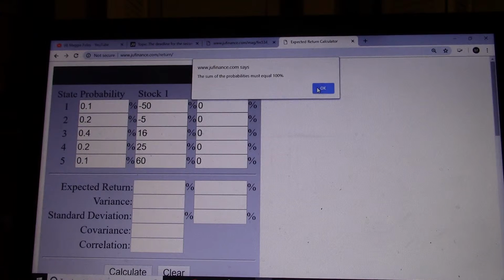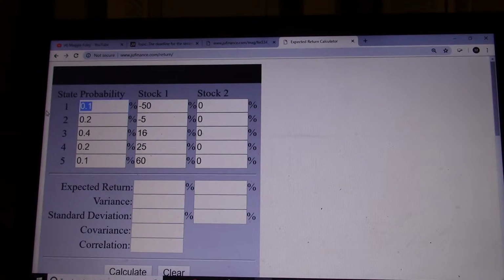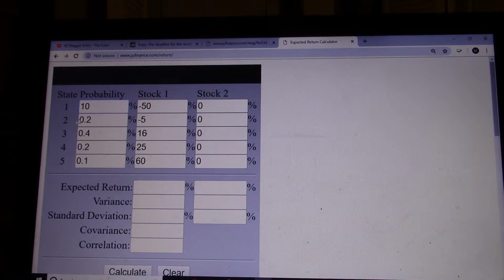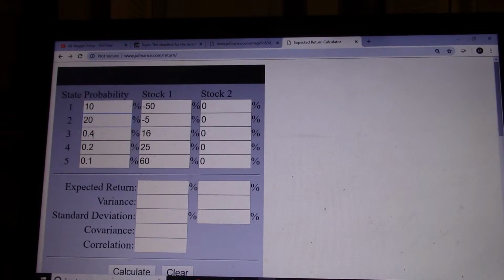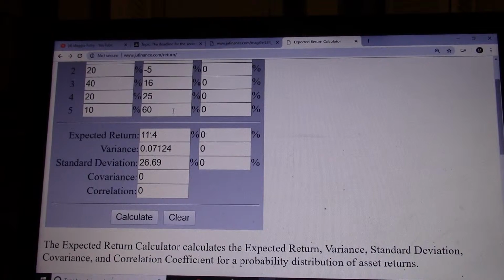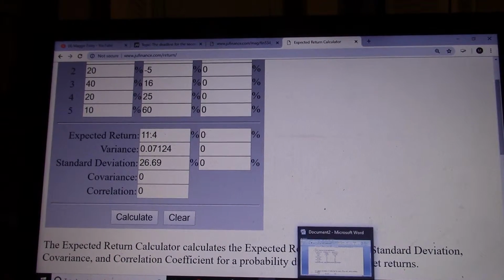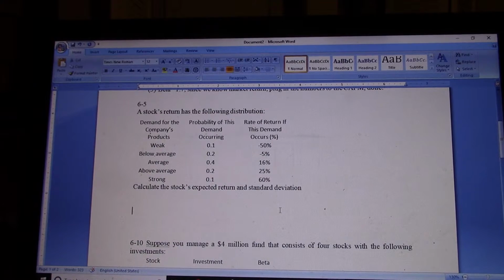Okay, so here the probabilities have to add up to 100%, so it's 10, 20, I guess, 40, because of the way it is set, 20, 10, right? Okay, now it's right. So this is the expected return, and then the standard deviation. The answer for this one should be 11.4% and 26.69%. Okay, so for this question, you can use the calculator.